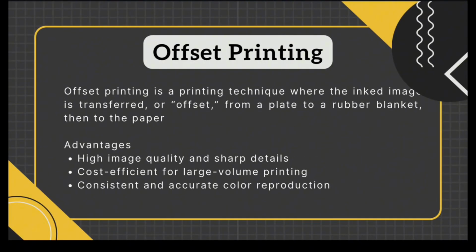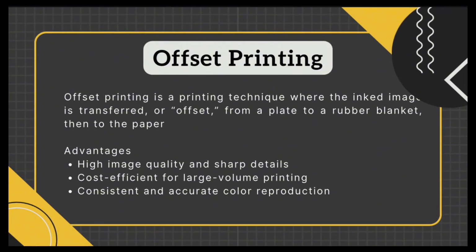Offset printing is a printing technique where the ink image is transferred, or offset, from a plate to a rubber blanket, then to a paper. Advantages: high image quality and sharp details. Cost efficient for large volume printing. Consistent and accurate color reproduction.